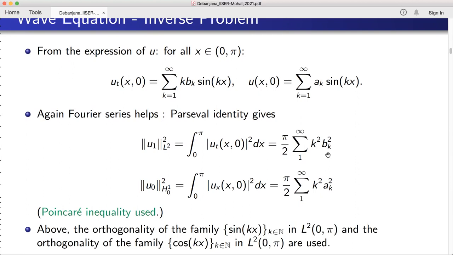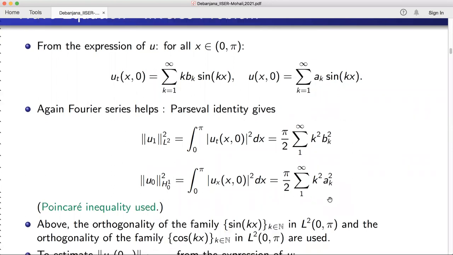Now, similarly, I have to estimate the H10 squared norm of u0. I don't know whether everyone is familiar: the H10 norm is equivalent to the gradient norm, and that is due to the famous inequality named after the mathematician Poincare, so we call it the Poincare inequality. Using that Poincare inequality, you will have the estimate of the H10 norm of u0, and that will involve in particular the summation of k squared a_k squared. So I already have these two estimates now.